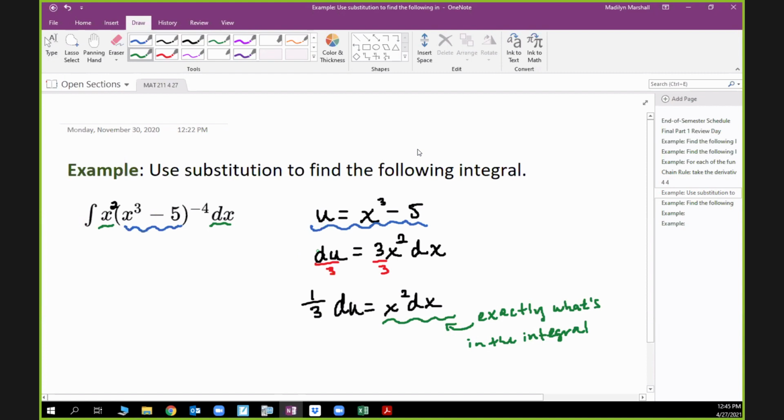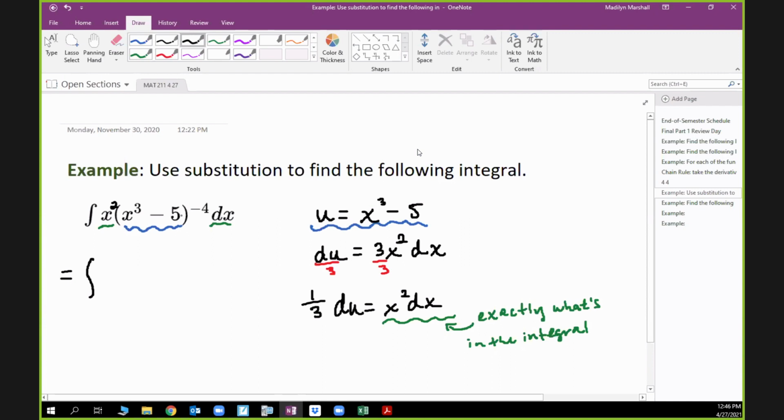So two important parts to pay attention to here. The du comes from the u. Don't look at the original integral when you're taking that du. Then look back and see if there's anything extra or missing from the du and adjust it using regular algebra. So now with all of this stuff, we can replace everything from the original integral with stuff in terms of u.